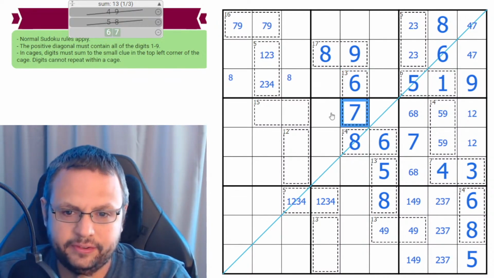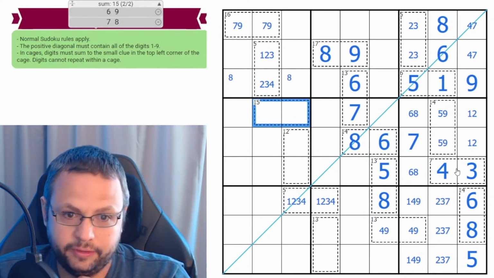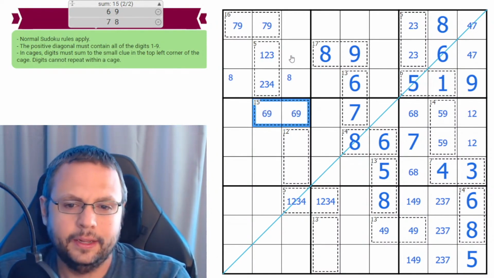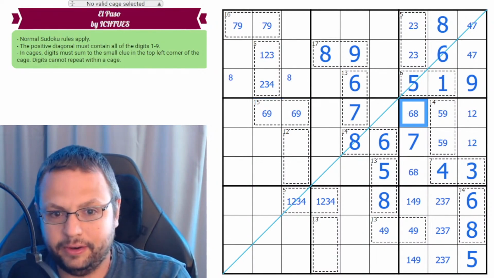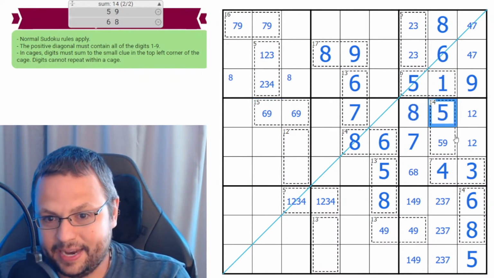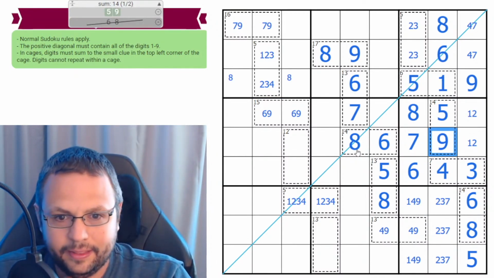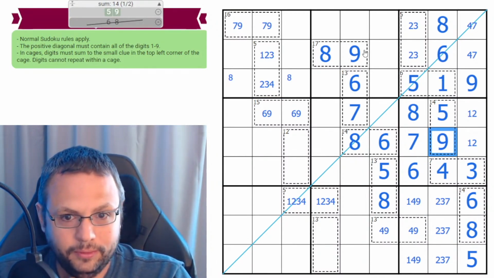Okay. This 7 looks at this 15 cage, so the 15 cage is not 7, 8, so it must be 6, 9. And that 6, 9 is then going to sort out this, so that is an 8 and a 5, and a 6 and a 9. This is so much fun. I really enjoy this puzzle.